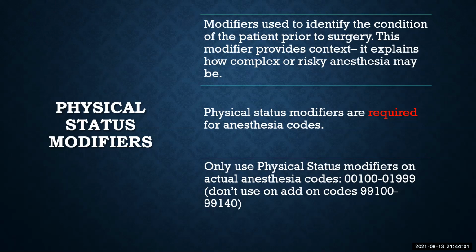But just know that in the real world, whenever you are actually coding anesthesia, you will need to have a physical status modifier. And they can only be used on the actual anesthesia codes. So those add-on codes we had talked about in the last video, those you could not use a modifier for. Just that 00100 through 01999, okay?